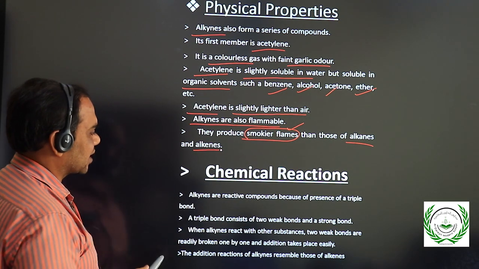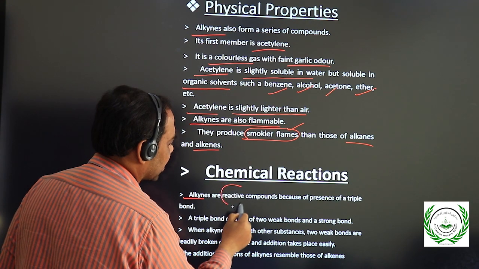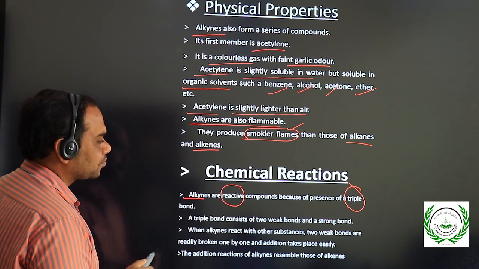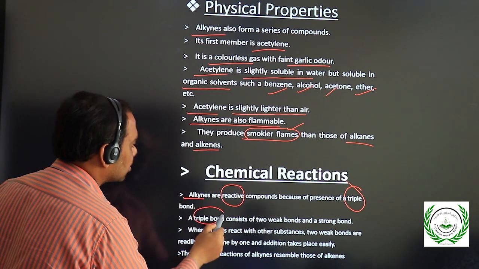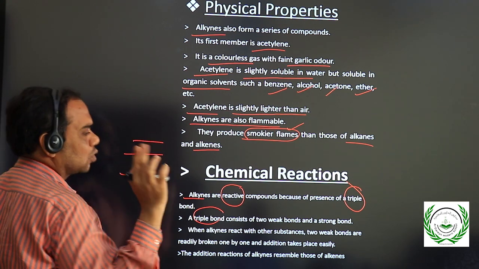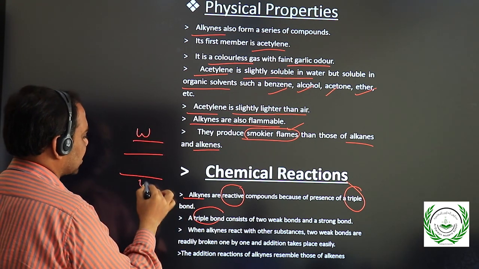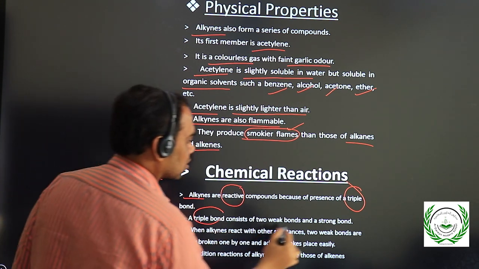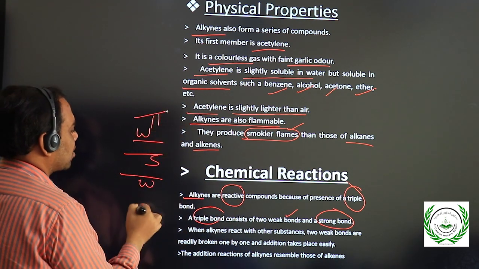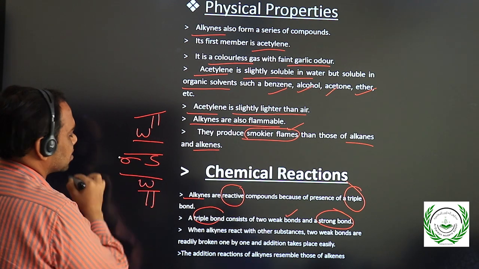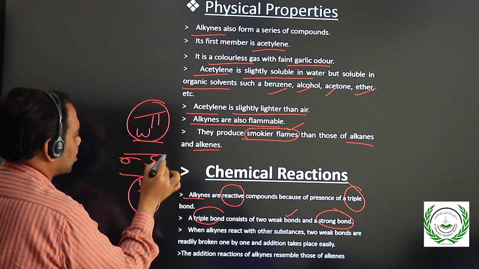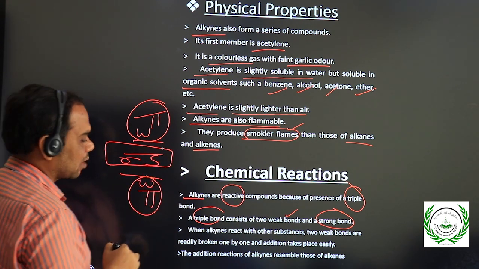If you see the chemical reaction, alkynes are very reactive compounds. Why are they very reactive? Because of triple bond. This triple bond consists of two weak bonds. If you consider this as weak and this as weak, the middle one will be strong. So two weak bonds and one strong bond. Weak bonds are called pi bonds and the strong bond is the sigma bond. So it's advanced study. Weak bond, pi bond, weak bond, pi bond, and this strong bond is sigma bond.